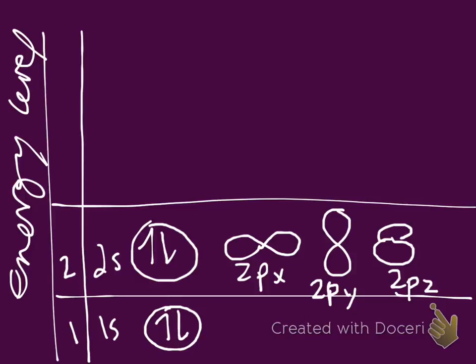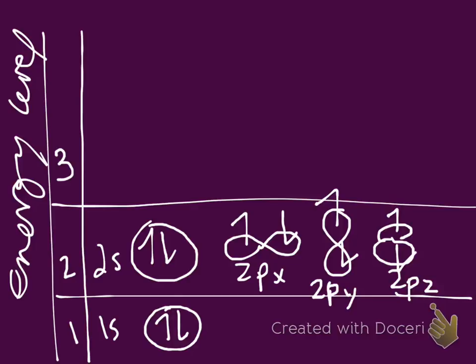Okay. So 2px can hold, are you sensing a pattern here? Can hold 2 electrons. 1 is up, 1 is down. 2py can hold, if you had to guess, 2 electrons. 1 is up, 1 is down. 2pz, I know, you'd be going out on a limb. 2 electrons. 1 up, 1 down. Second main energy level is full.